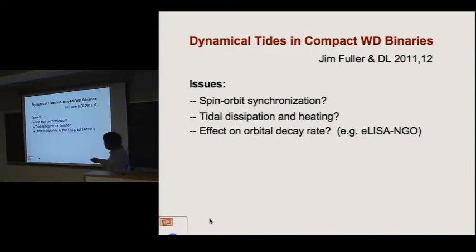And finally, this tidal interaction can also affect the orbital decay rate, because if you transfer the orbital energy to the heating, to the spin energy of the white dwarf, the orbit will decay faster than you would predict. You would predict by just point mass decaying by gravitational radiation. Right? So that's another motivation for this.